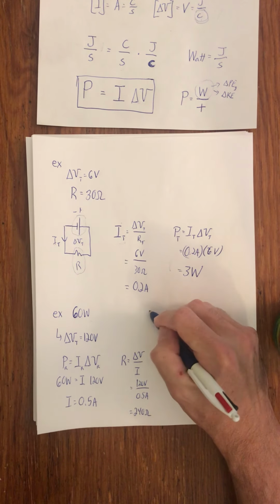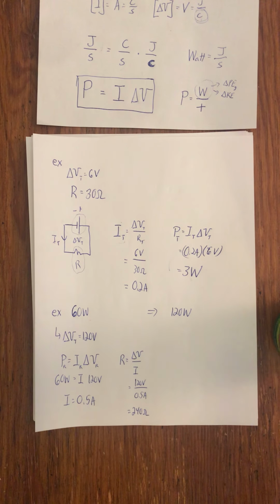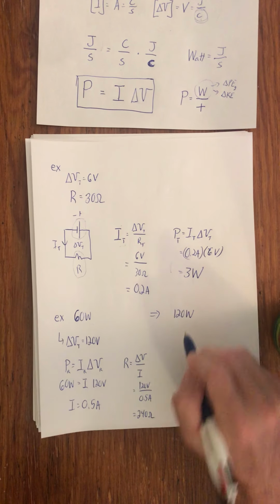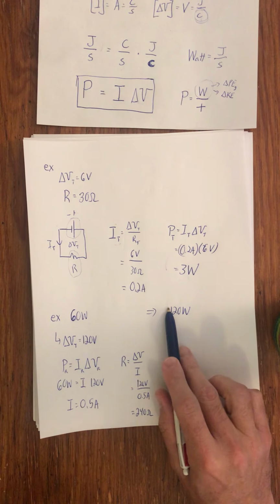Now, if I were to say I have a 120-watt bulb, what do I know about that bulb? Well, I know that that bulb is brighter because this bulb is converting more energy per unit time.